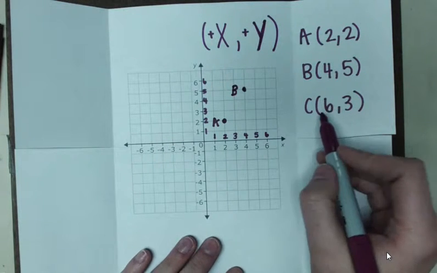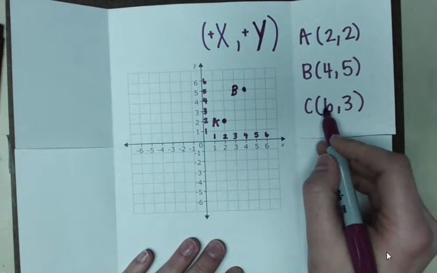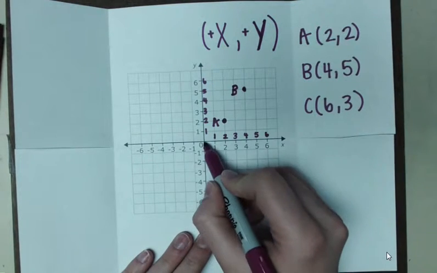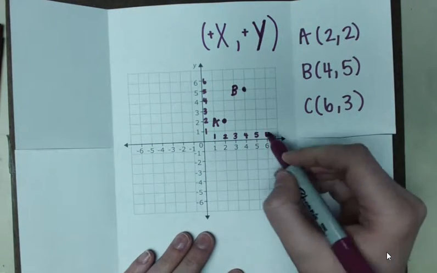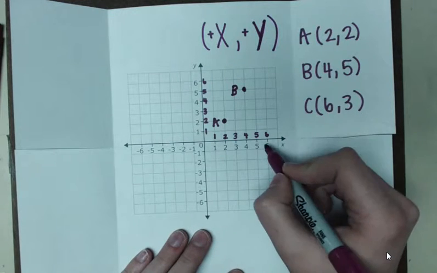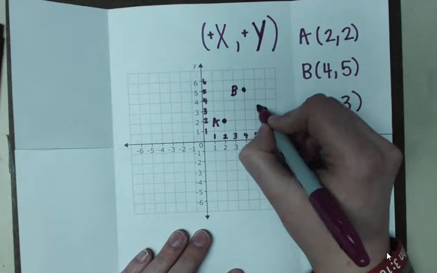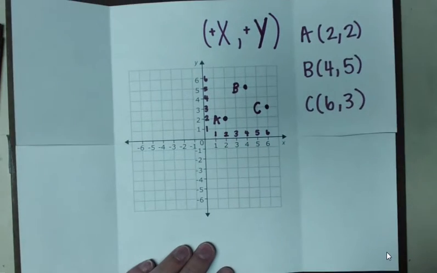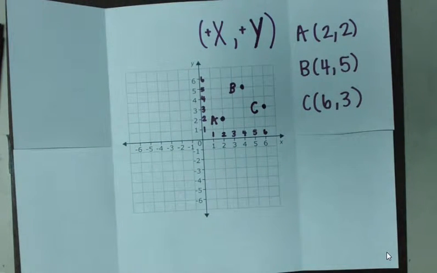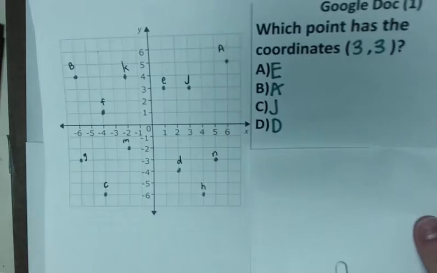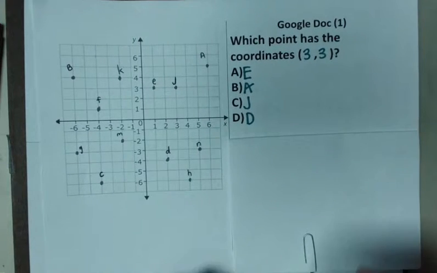Okay, and one more for quadrant 1, we're going to do point C, which is positive 6, positive 3. So our x is positive 6, so we go all the way over to 6. And then our y is positive 3, so we go up 3. And that is point C. Okay, make sure you have all this copied down, and now you can answer Google Doc question 1.